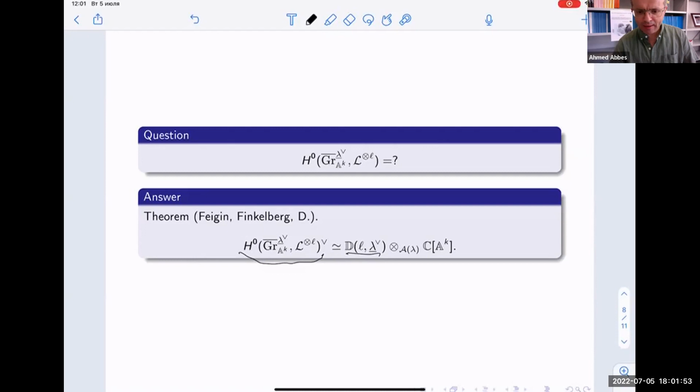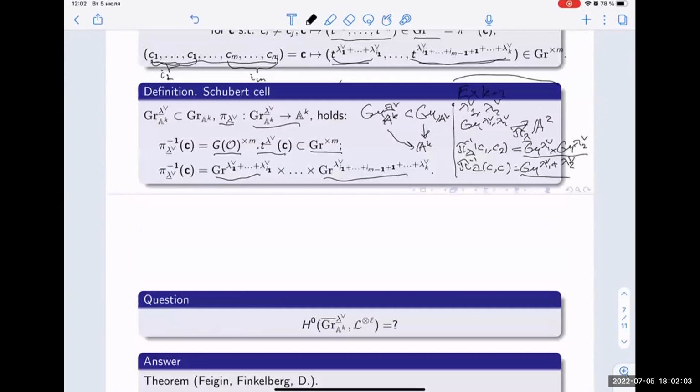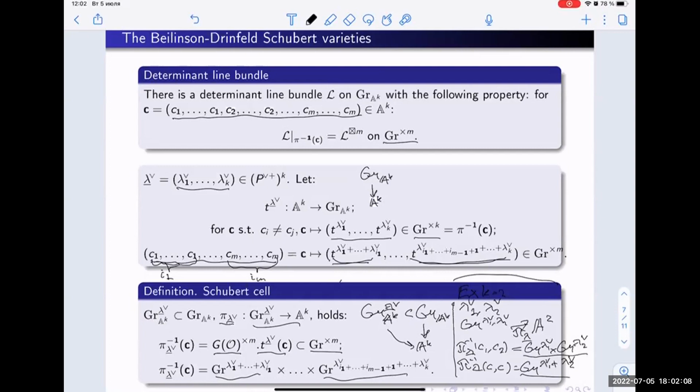I have a question about the definition of the Beilinson-Drinfeld Schubert variety. It looks like you define it fiber-wise, not globally. How do you know this definition is well-defined? Yeah, I cheated a bit. Of course, one needs to check a lot of stuff here, which I am not going to do right now, but you're right that it needs to be checked.